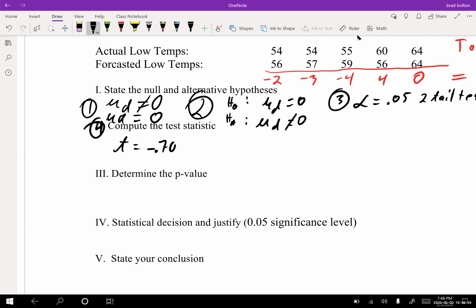Negative 0.7076, I guess, if you want to go 4 decimals. So we get negative 0.7076. You could do something close to that.